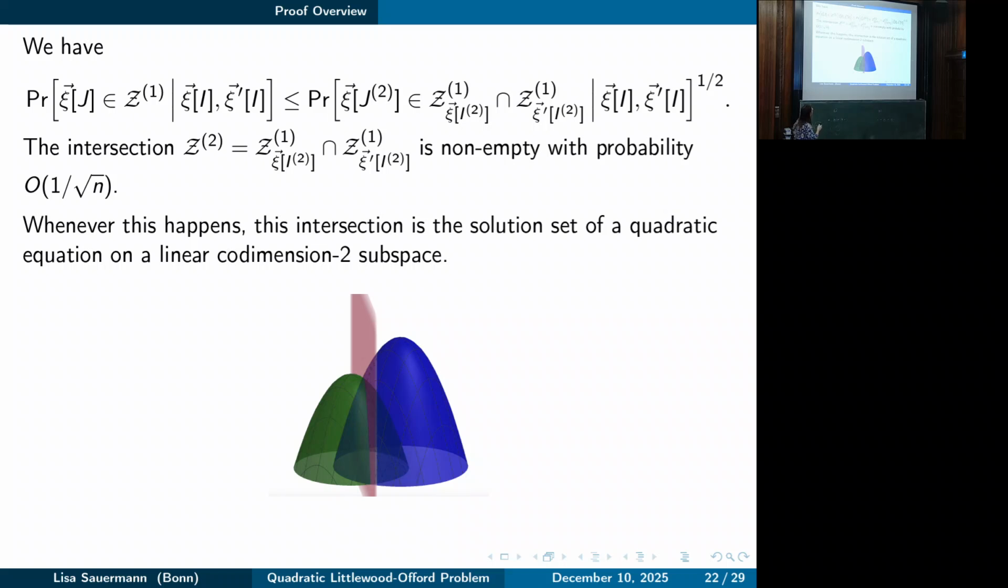So this one is the green solution set on this hyperplane, which corresponds to R3 here. And this one is the blue solution set. If you see this picture, you see that the intersection is given by a quadratic equation on, well, codimension 1 inside this R3, so codimension 2 in where you started. And that you can also check by a calculation.